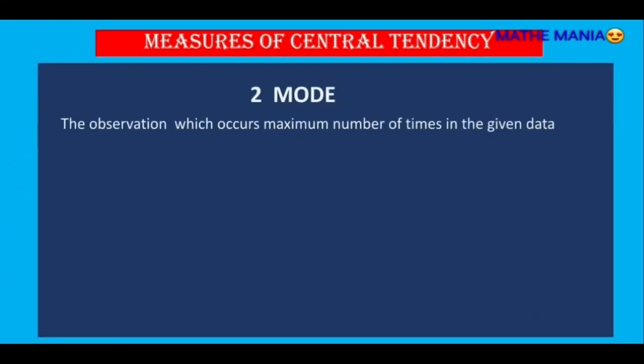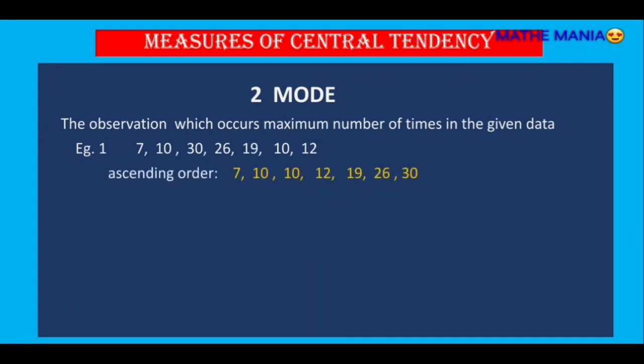Mode is that observation which occurs maximum number of times in a given data. Let's understand how to find mode with the help of following examples. In the first example, there are only few numbers and we will arrange them in ascending order because it makes it easy to find out that which number is occurring maximum number of times. So you can see from here that 10 is the mode of this particular data.